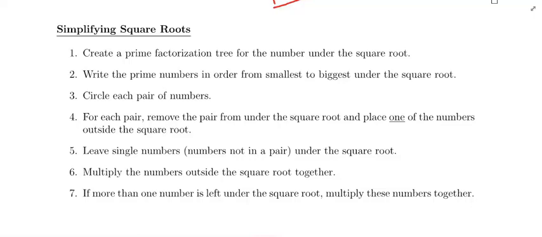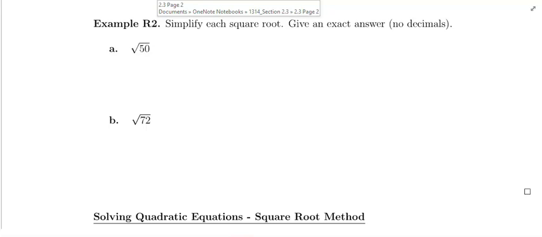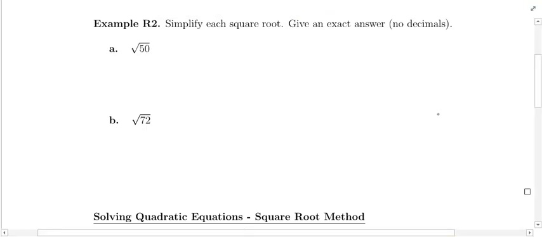The next thing that will be helpful to refresh your memory on is how to simplify a square root. So I have some rules written at the bottom of page 1, but I'm just going to jump into an example. If you go to the top of page 2 in example R2, you see two square roots, and the directions say to simplify each square root, give an exact answer, no decimals.